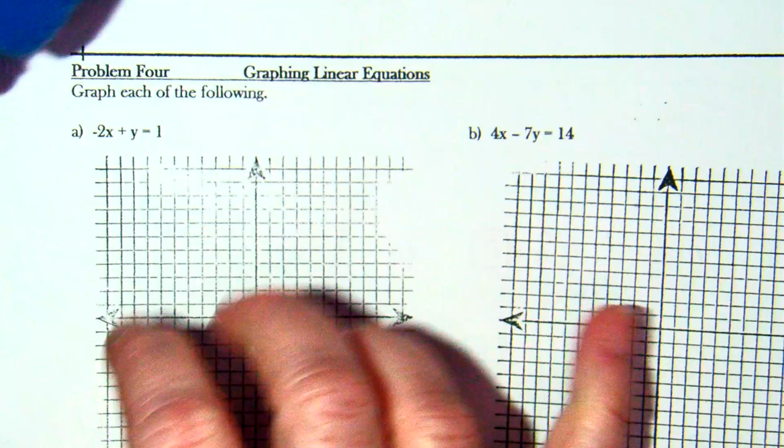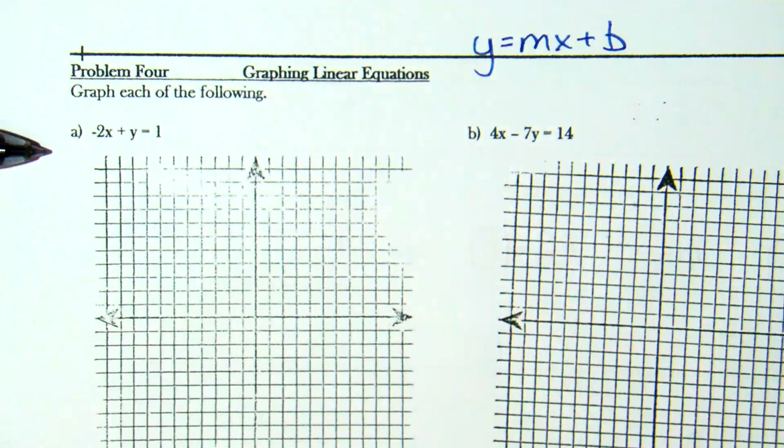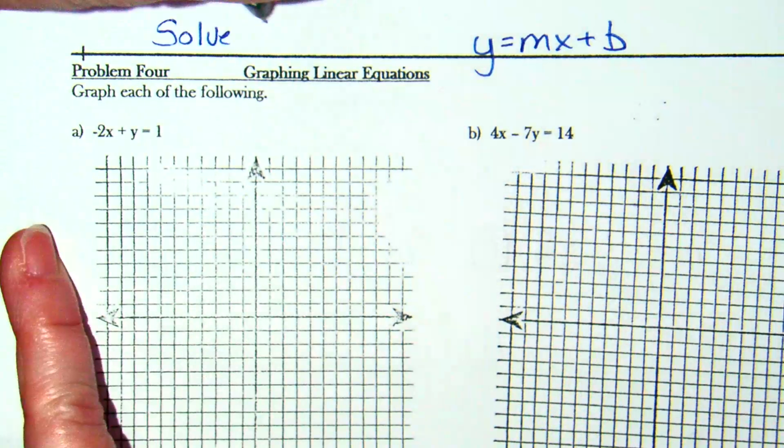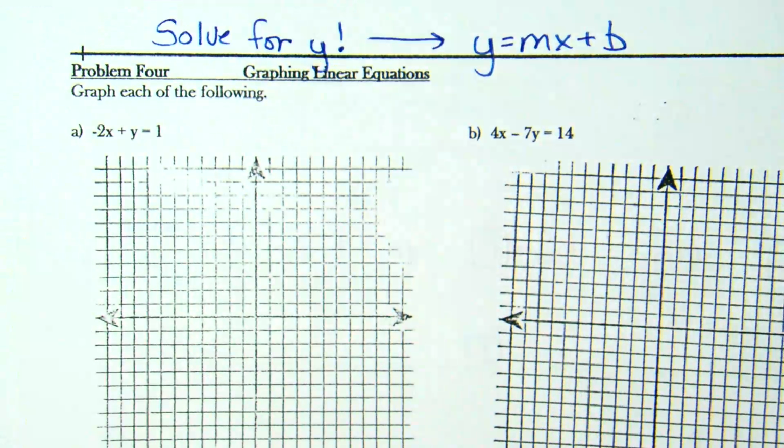Okay, graphing linear equations. Graph each of the following. Guess what form we're going to graph today? Slope-intercept form. We're going to graph y equals mx plus b form. If I'm going to graph y equals mx plus b form, what has to be true of these equations? They're going to have to be in y equals. So what's going to be the first step? Before I can even graph, I need to take this equation and solve it for y. And then that will put us in y equals mx plus b.